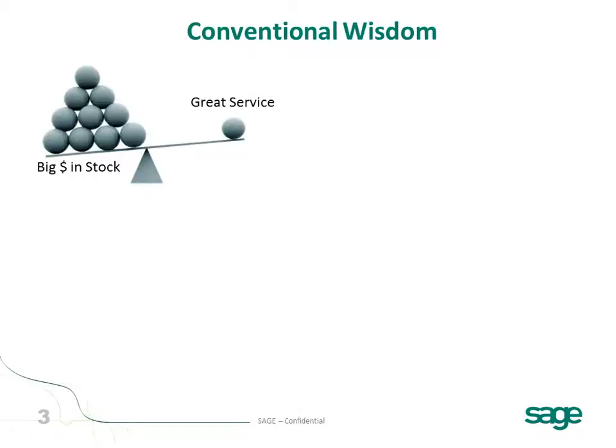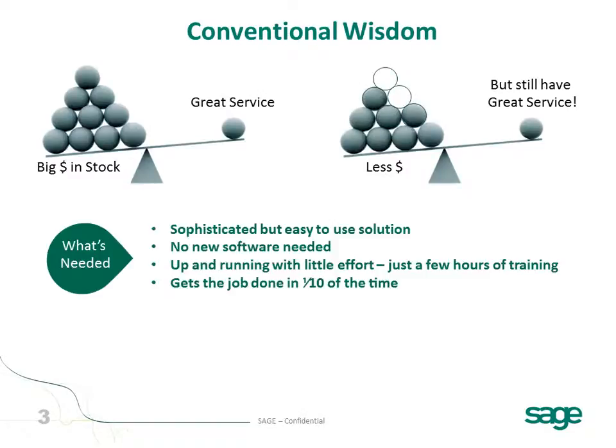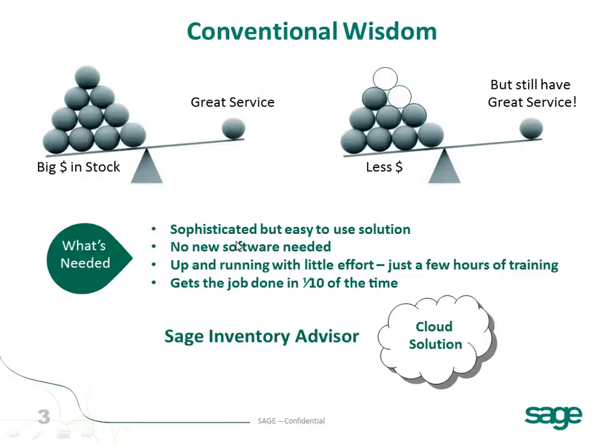The conventional wisdom and issue that we're dealing with here around inventory management really revolves around the following. It's easy to get great service, you just throw a lot of stock at it. The challenge that we've all got is to find a way to actually reduce that stock but still have great service. And in order to do this, we've got to introduce a product like Sage Inventory Advisor that is a sophisticated but easy to use solution where you don't need to install a whole lot of new software and can get this really up and running with very little effort and just a few hours of training. It needs to get the job done obviously in a tenth of the time. And that's where we're positioning Sage Inventory Advisor as an add-on cloud solution into the existing environment.